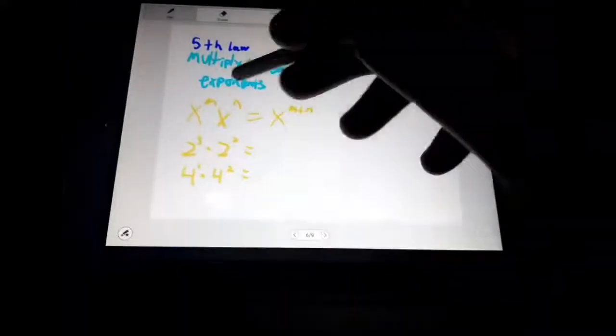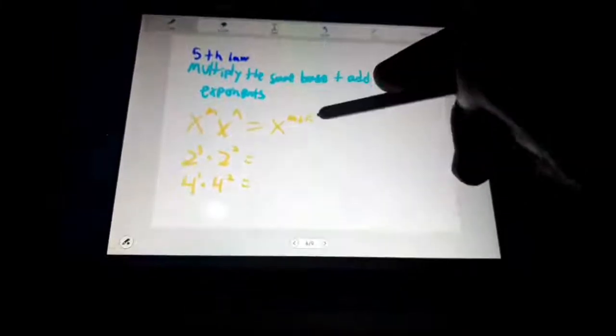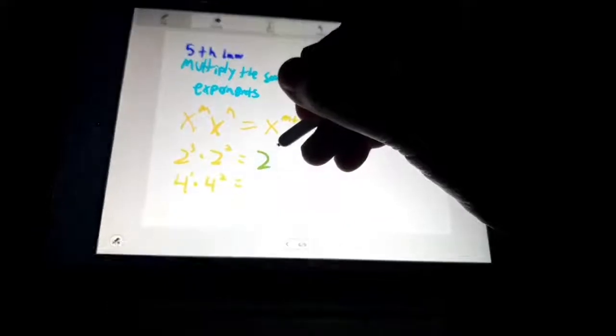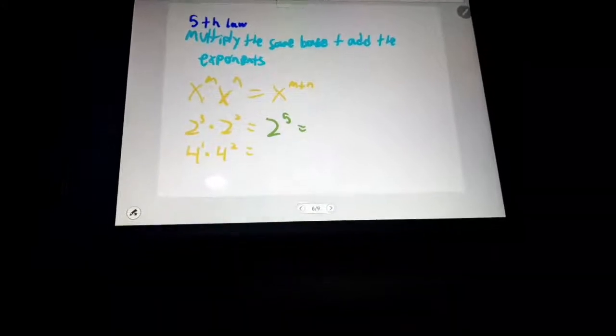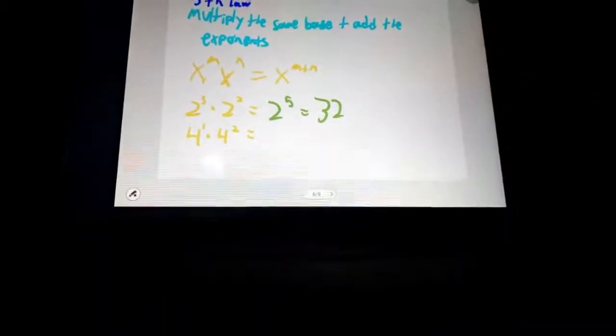So, the fifth law po is multiply the same base and then add the exponents. So, ibig sabihin, multiply the base and then add ng exponent. So, kunyari, 2 raised to 3, then 2 raised to 2, so maging 2 raised to 5. Or, kung gusto mo maging simple, 2, 4, 8, 16, 32. So, 32 ang tamang sagot.